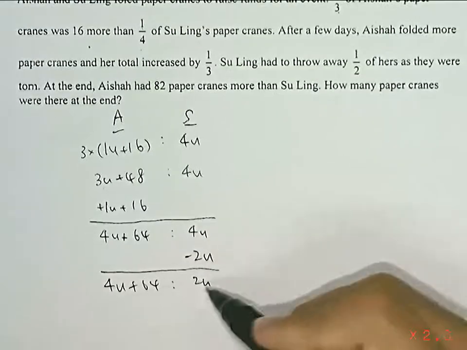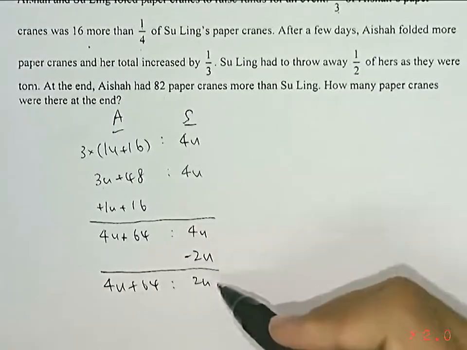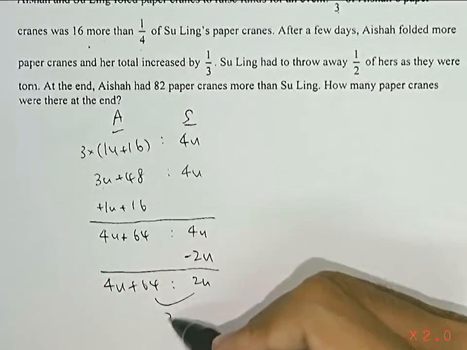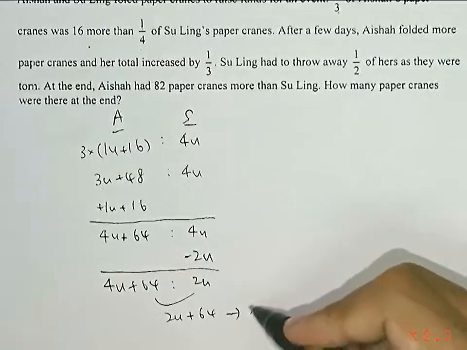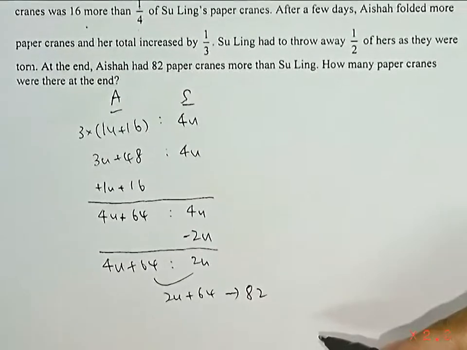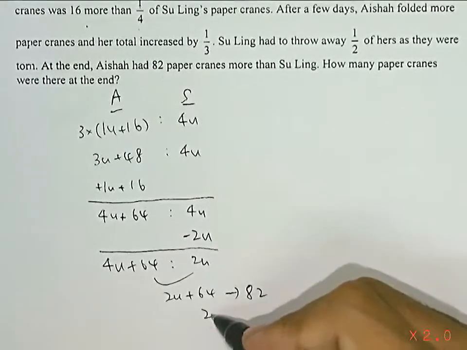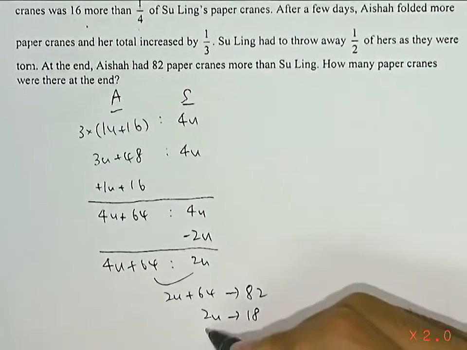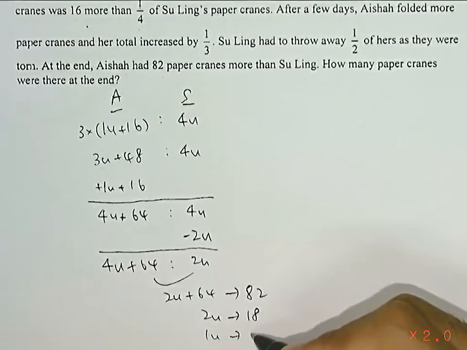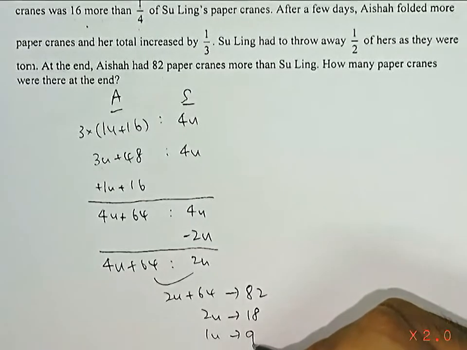And now the difference between them, between 4 units plus 64 and 2 units, that's a difference of 2 units plus 64, which is equal to the difference here of 82. So if 2 units plus 64 is 82, that means 2 units will be 82 subtracting off 64, which will give us 18 for 2 units. So 1 unit will be 18 dividing off 2. We have 9 for 1 unit.